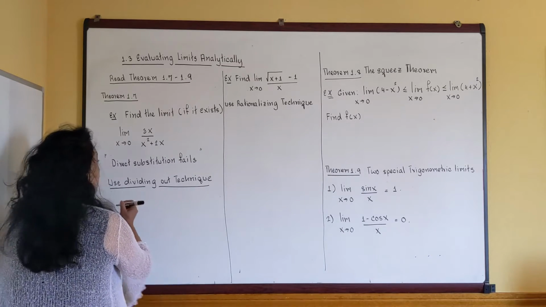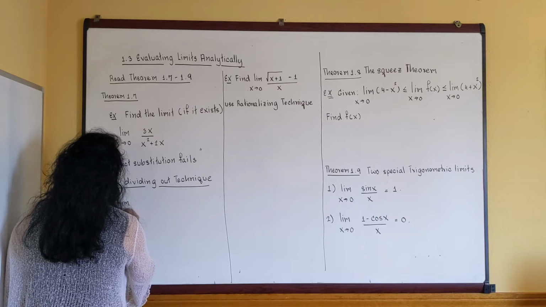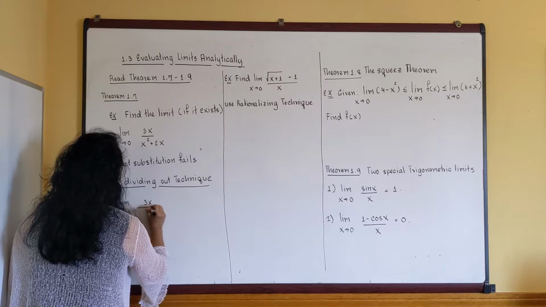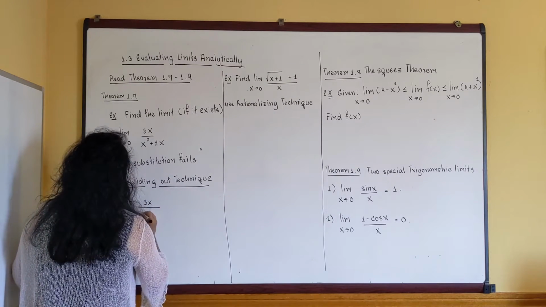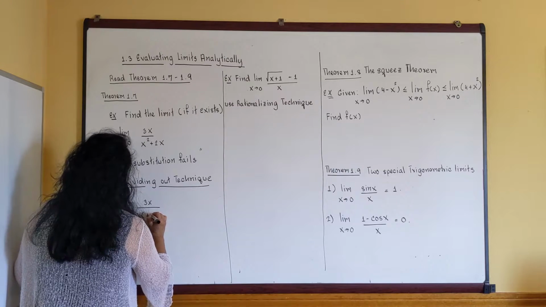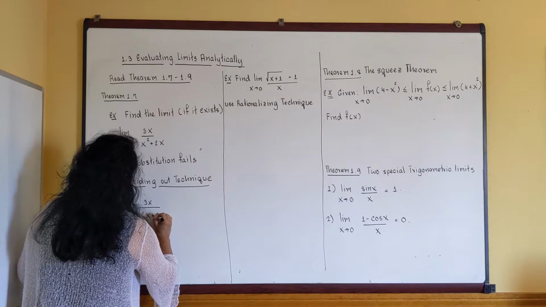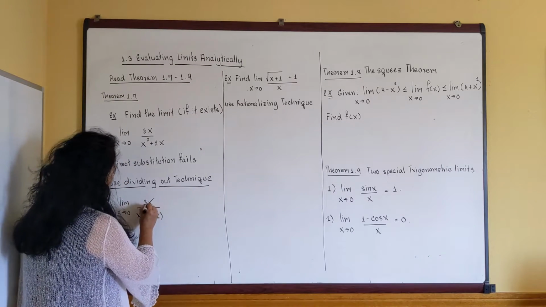So I'm going to rewrite this as the limit as x approaches 0 of 3x. I'm going to factor out the x here, so I'm going to have x plus 2. After that, I'm going to reduce the x here.